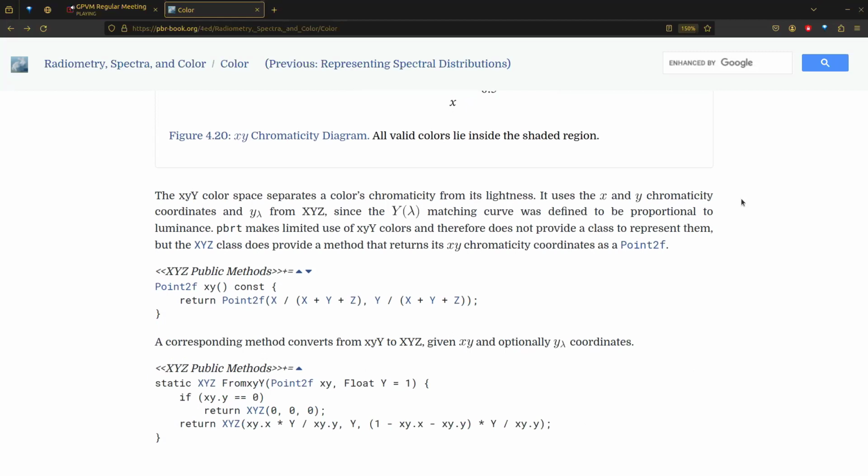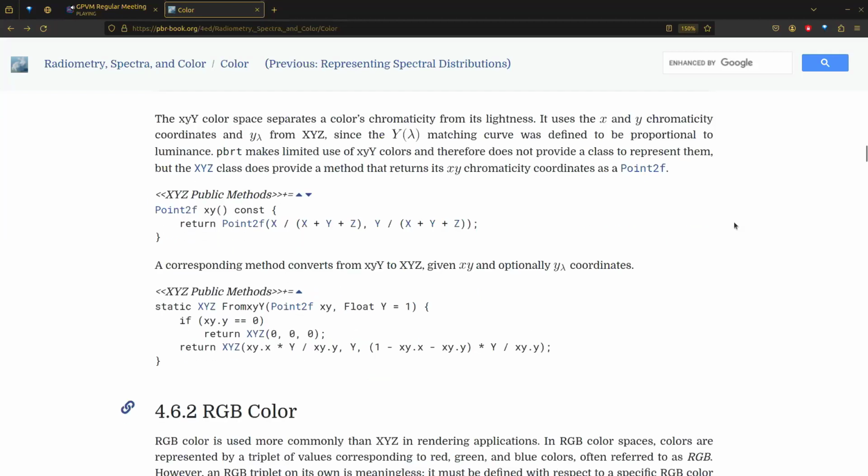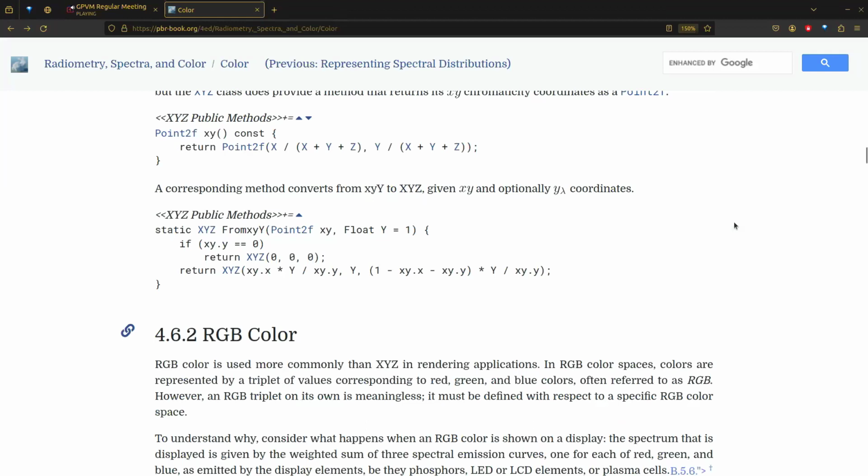So the xy color space separates the chromaticity from the lightness. It uses x and y chromaticity coordinates from Y of lambda and Y of lambda from XYZ, since the Y of lambda matching curve was defined to be proportional to the luminance. So it makes limited use of XYZ colors, and therefore does not have a class, but uses a Point2f for representing that chromaticity.